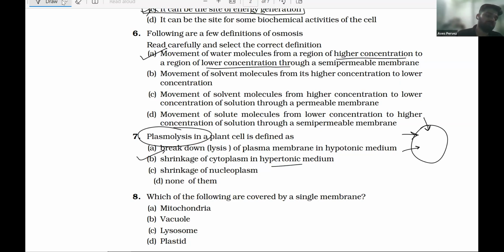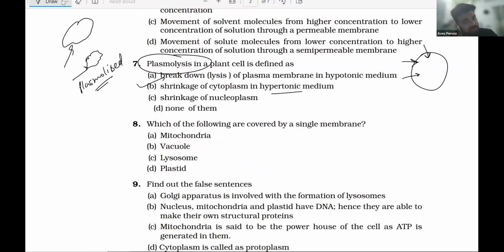Okay, note it down in the copy, dear students. When a cell gets plasmolyzed, it means it gets shrunk. When a cell shrinks like this, it is a plasmolyzed cell. Plasmolyzed. Next, question number 8.